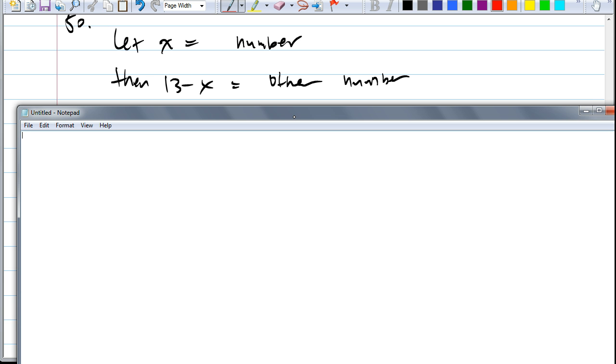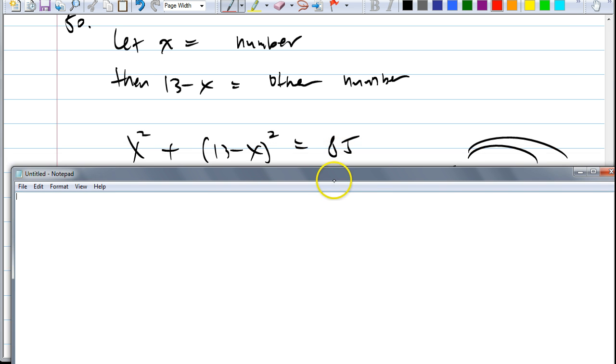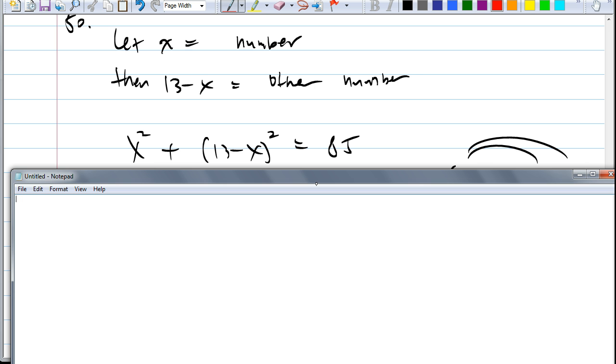Is it x minus 13? No, it's the total minus whatever the x is, correct? If you don't believe me, add these together. What's x plus 13 minus x? 13. That should come out to the total of 13, right? All right, so then they say, whose squares? Which ones are we squaring? 13 minus x and also x. You square both of these. Total. What does total mean? Add. You add the squares of these two, right? So you square the x and square the 13 minus x, you get 85, right?